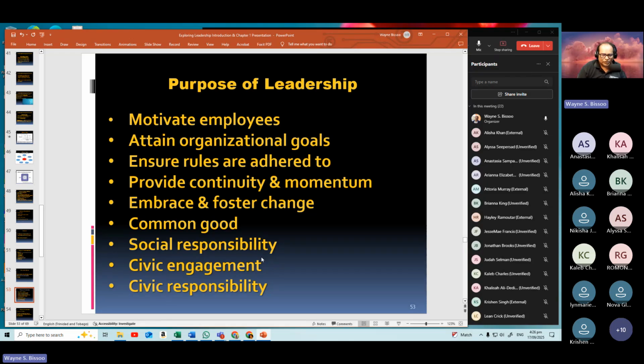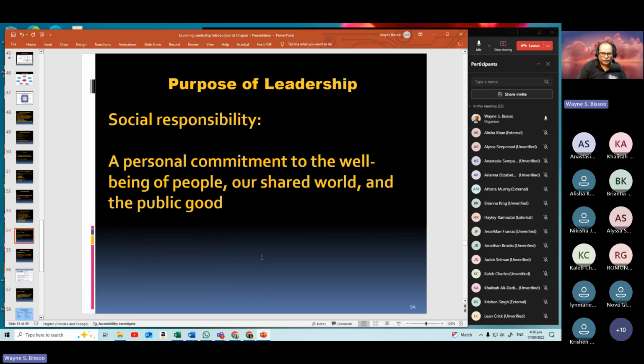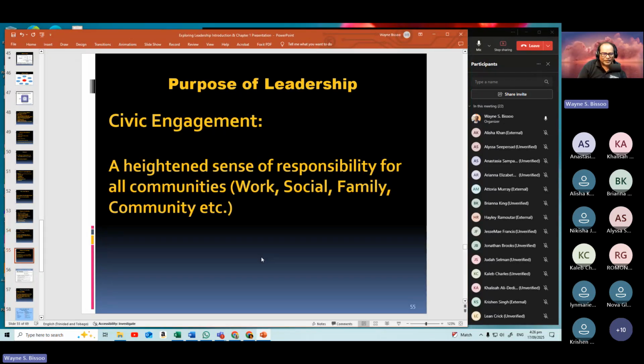We behave in a socially responsible manner. We spoke about that before. We actively engage in civic activities and we display civic responsibility. These are some of the purposes. So, social responsibility, we spoke about this before. A personal commitment to the well being of everybody and the world around us, especially the environment. Civic engagement is our sense of responsibility for all of the communities which we engage with.